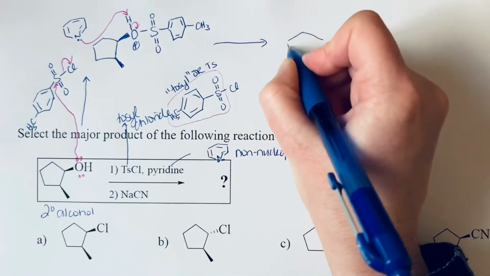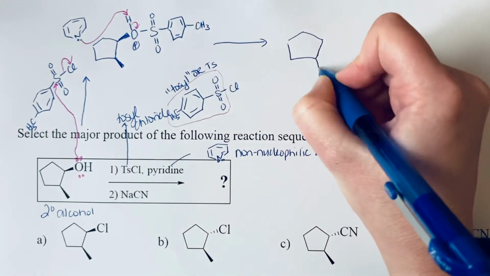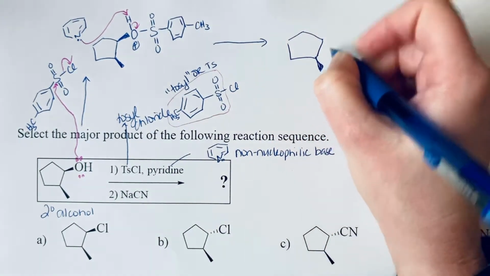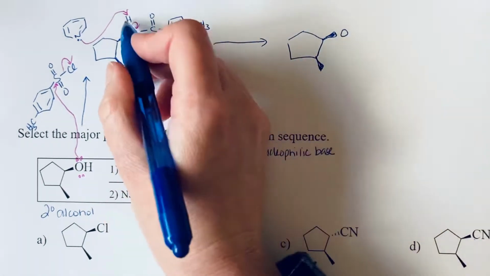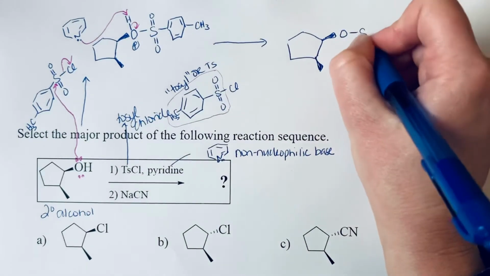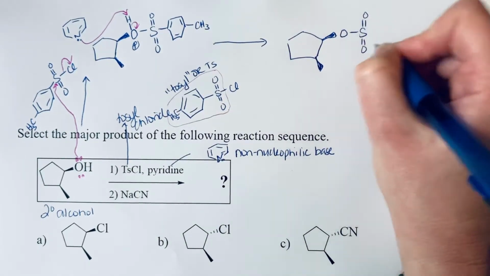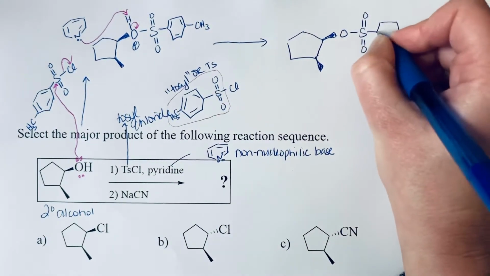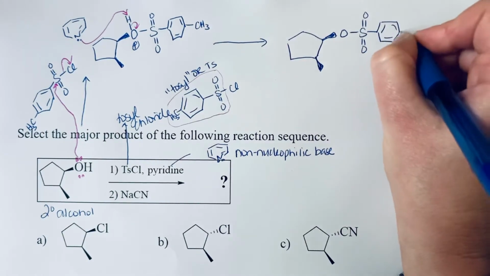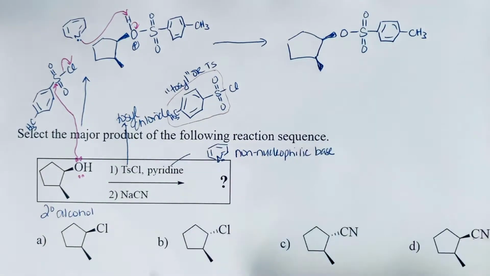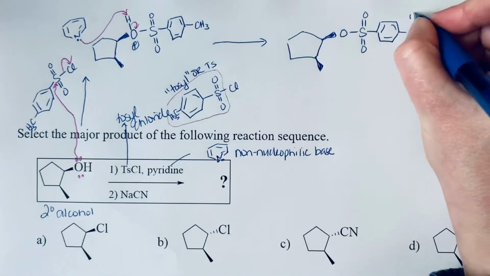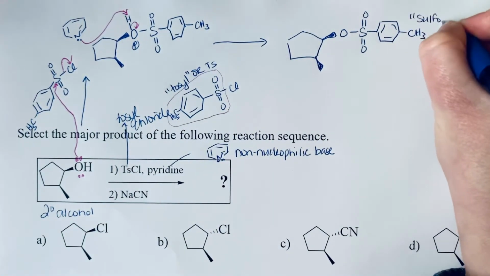So we're going to carefully draw this whole structure. The methyl group hasn't changed. The bond to oxygen hasn't changed in terms of its orientation. We no longer have that hydrogen, but we do still have the bond to the sulfur, which has its two double bonds to oxygen, and then the benzene ring. So what we have here, this is a para-toluenesulfonate ester, but in general, it is a sulfonate ester.